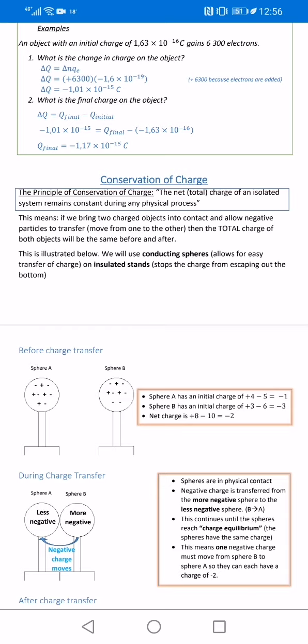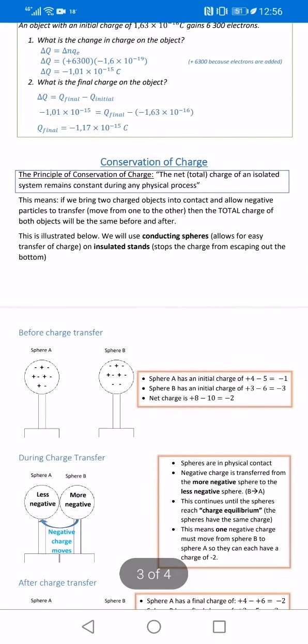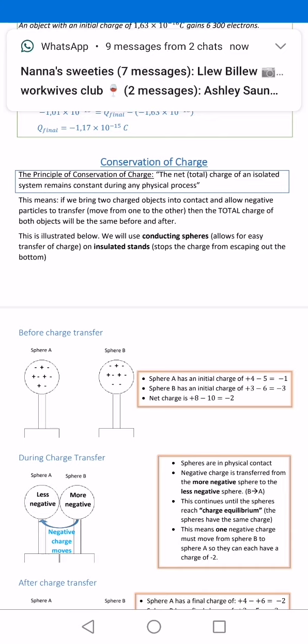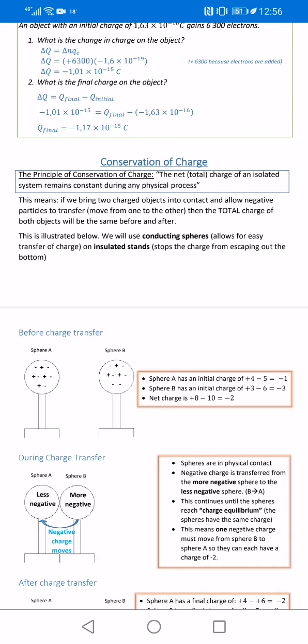This is going to be shown below, on the next page. We use conducting spheres because it allows for easy transfer of charge. We want them to be conducting. And our conducting spheres are going to be on insulated stands. The reason the stands are insulated is because we don't want charge to escape out of the bottom. We want the charge to remain in the spheres. We're keeping the system isolated.